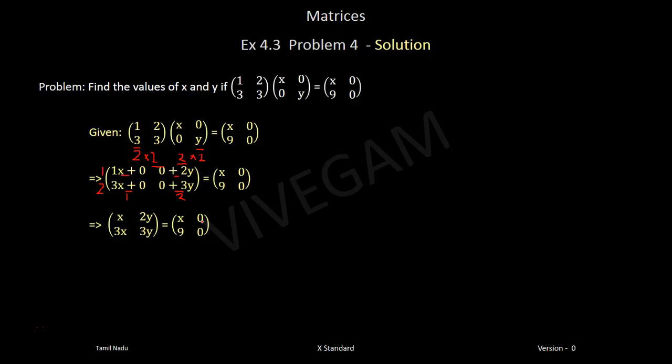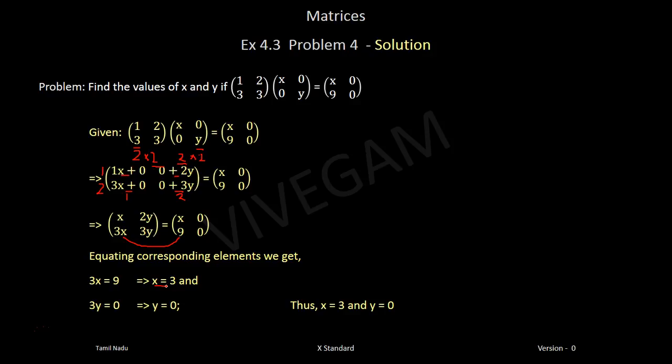Now these two matrices are equal, which means their corresponding elements are equal. So x equal to x, which is true. 2y equal to 0, which means y equal to 0. 3x equal to 9, which means x equal to 3. So equating the corresponding elements, 3x is 9, so x is equal to 9 by 3. So x equal to 3. And 3y equal to 0, which means y equal to 0. Thus the values of x and y are 3 and 0.